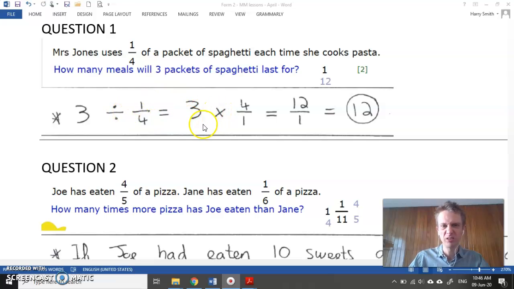Here I didn't bother putting 3 over 1. If you want, that 3 can change to 3 over 1. I just cut a little step out there. 3 times 4 is 12 over 1. 12 divided by 1 is 12. Okay, you should be able to understand both methods there, boys and girls.